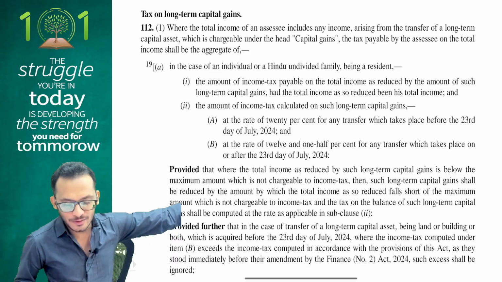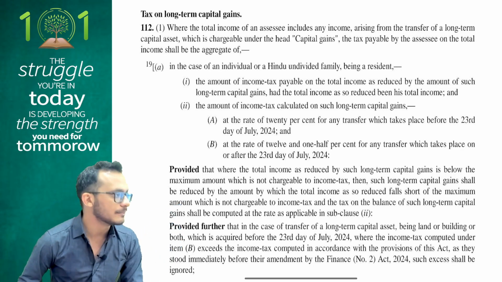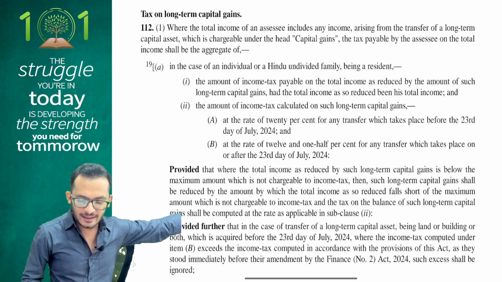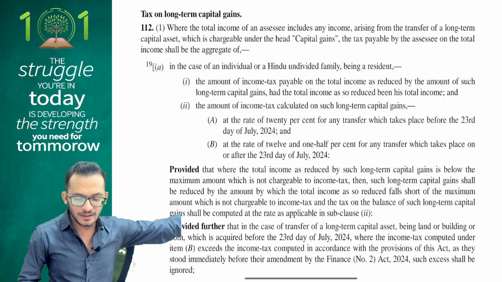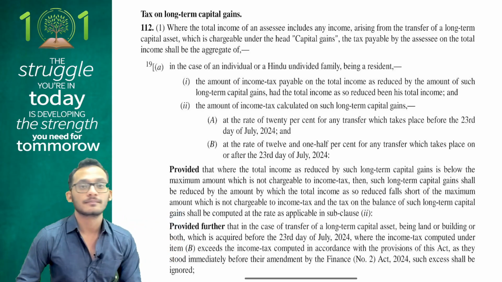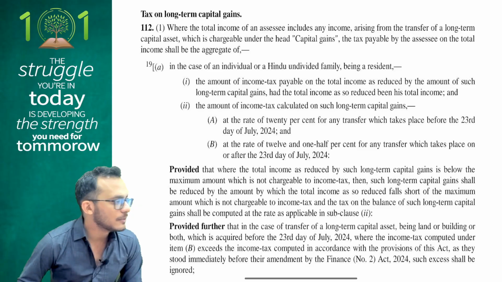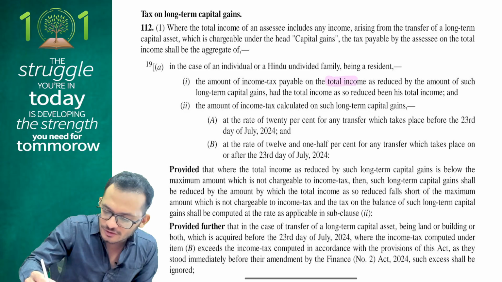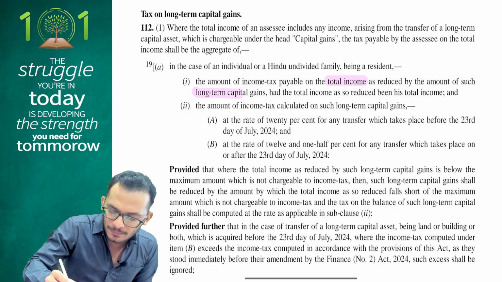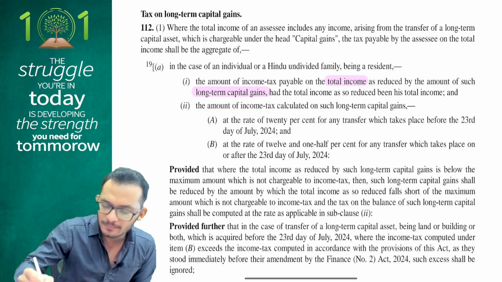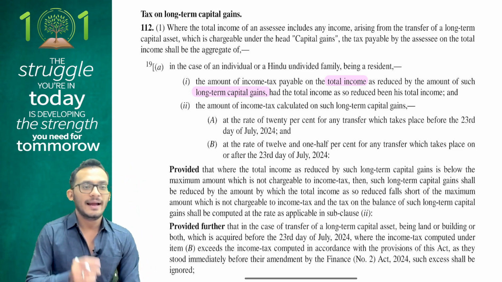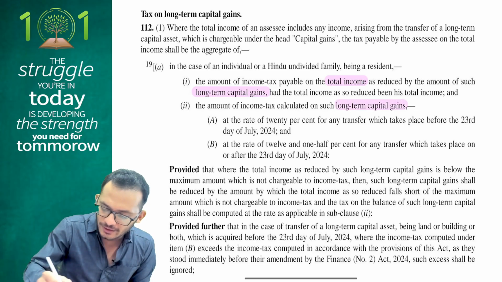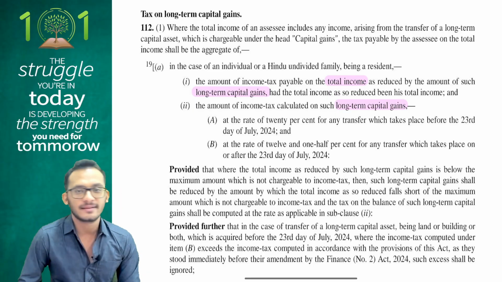Section 112 says where the total income of an assessee includes any income arising from the transfer of capital gains, how will you make the computation? In case of an individual, the amount of income tax payable is on the total income as reduced by the amount of such capital gains, had the capital gains been part of his total income. And then on the capital gains, you directly tax at the rate of 12.5%.